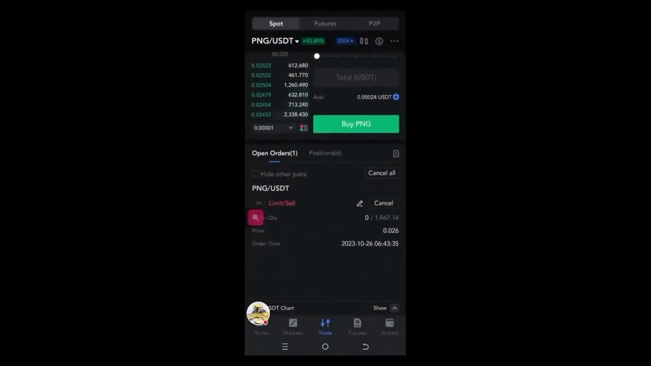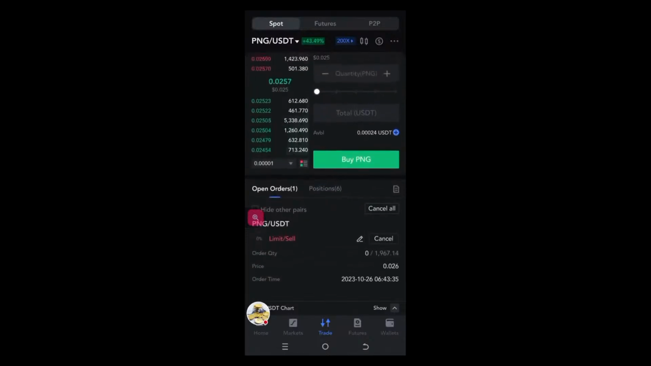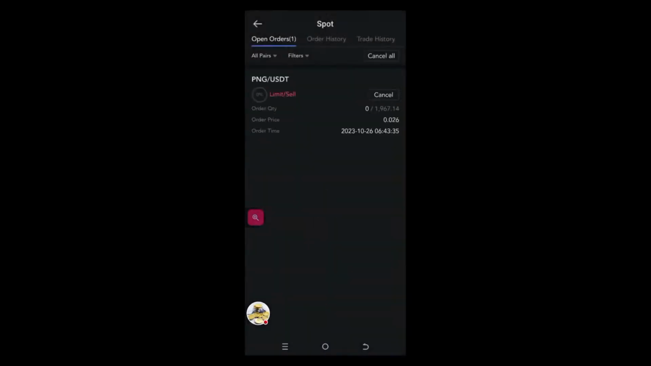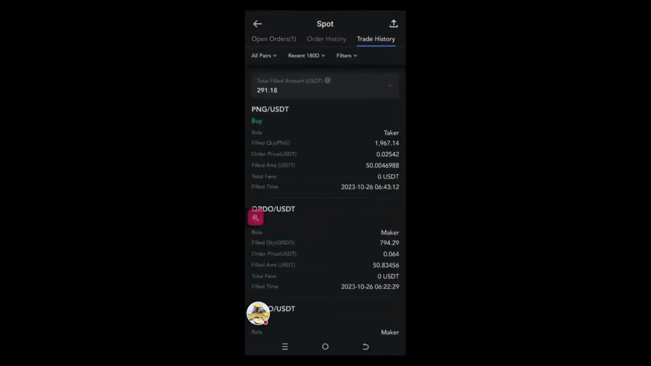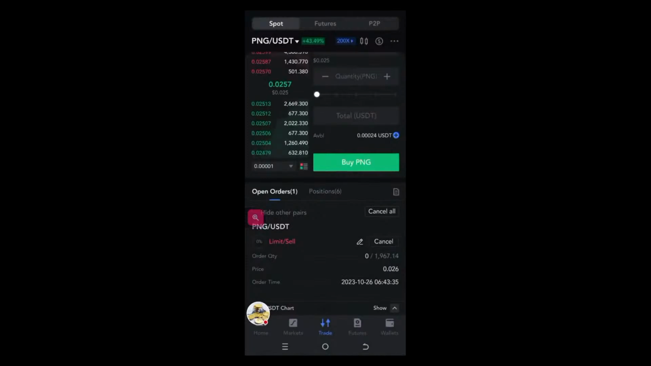Have we cashed out? Let me see. How much did we buy it as? It's supposed to be 26, right? How much did we buy it? I think we bought it as 2542. Let's see what it is now. 257.